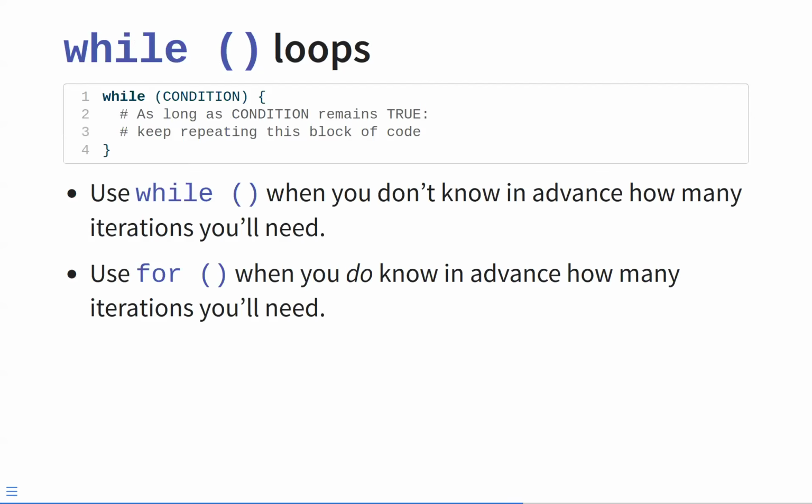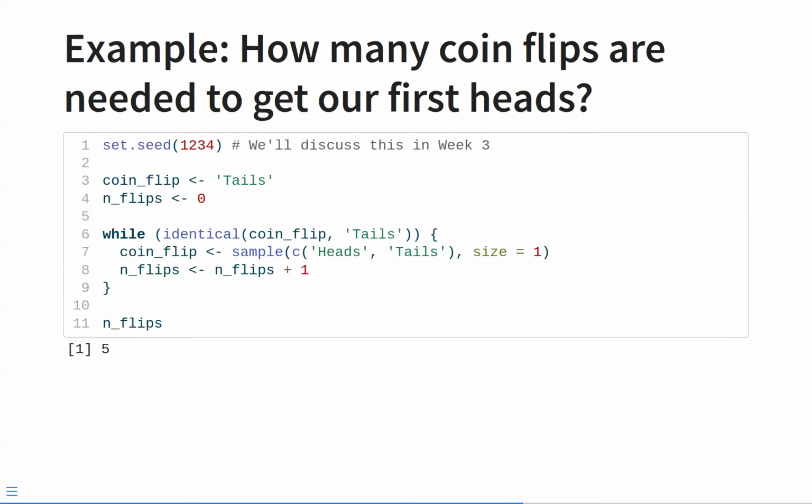There are 2 different kinds of loops in R. First is the for loop, and next is the while loop. You should use a for loop when you know in advance how many iterations you're going to need. And you should use a while loop when you don't know in advance how many iterations you're going to need. So a while loop checks a logical condition, and it keeps repeating a certain block of code over and over until that condition evaluates to false. In other words, it keeps evaluating that chunk of code as long as the condition remains true.